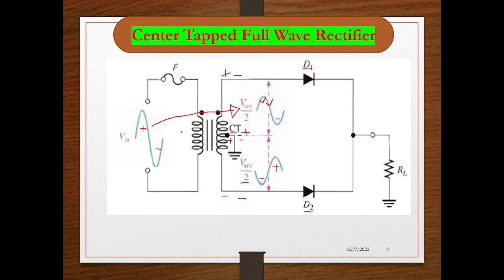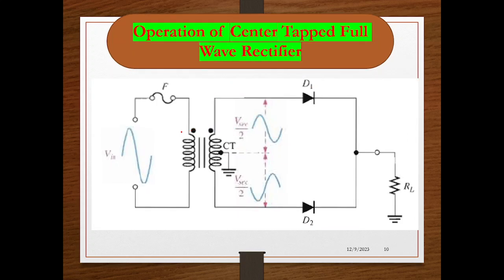Now we will see the operation of center tap full wave rectifier during positive cycle and during negative cycle. You can observe due to this applied input voltage, the above part of this center tap is acting like this, and the below part of the center tap is acting with this waveform. So during positive cycle diode D1 is getting on, as a result of which the current will flow like this. This is the direction of current during positive cycle of the input waveform.